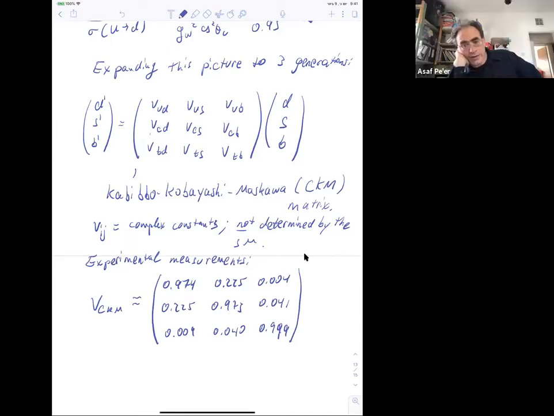So the diagonal elements, which represent the same generation transition, are the highest, right? So if you have a bottom quark, it will most likely decay into a top quark, right? The transition between the third generation, the third row here, and the first two is very small.